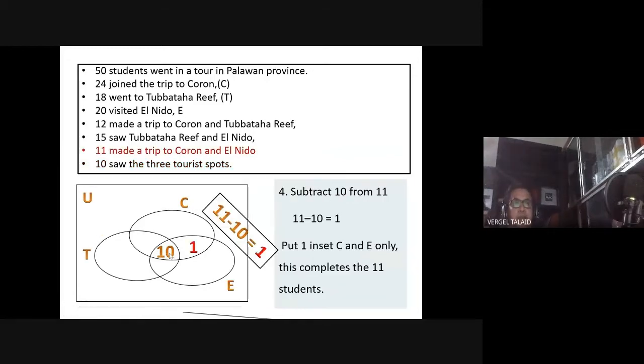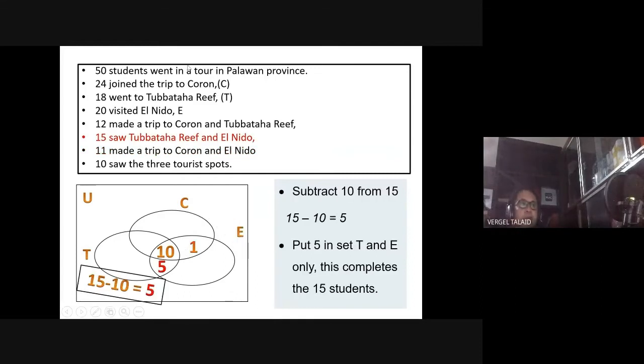The next step: the second given is that 11 made a trip to Coron and El Nido. So this is the intersection between Coron and El Nido, which is 11. Since we already have 10 here, we subtract 10 from 11. 11 minus 10 is 1. So put 1 in set C and E only. This completes the 11 students. Out of 11, since we already have 10, we put only 1 here by subtracting 10 from 11.